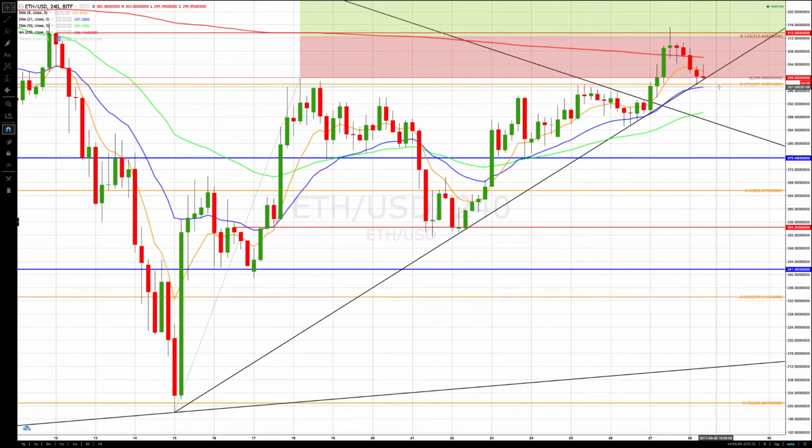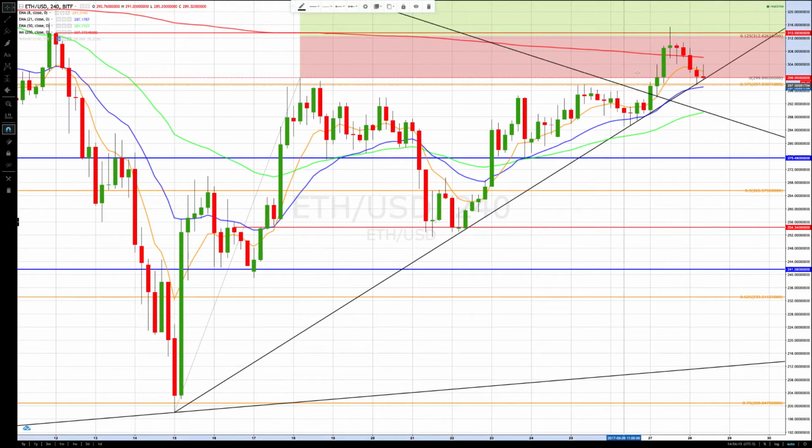Major support is coming in at the 297 to 300 area. I would not be surprised to see it pull back to this 297 area at all. If it does fall below that, the next major area is going to be 290. Very key support at 290.